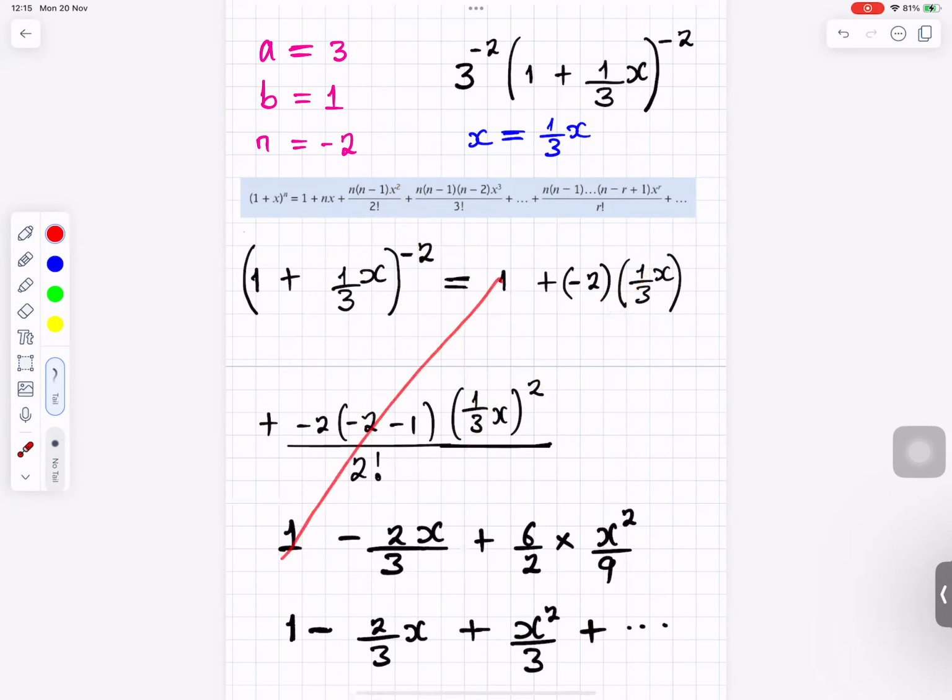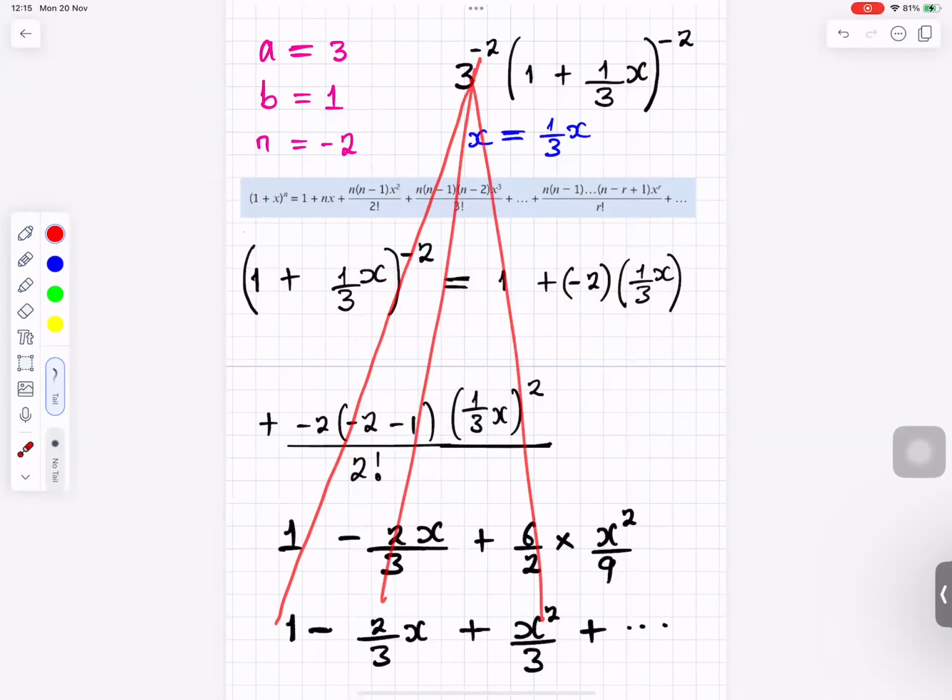1 stays the same. The plus and the minus becomes a minus. It becomes 2 times 3. 2 times 1 over 3x becomes 2x over 3. For this next one, you put down your calculator, you get 6 over 2 times x squared over 9, which gives you x squared over 3. So that's your 3 answers, the 1, 2, 3. But we need to multiply by the 1 over 9, that 3 to the minus 2. We need to multiply it to all of them.